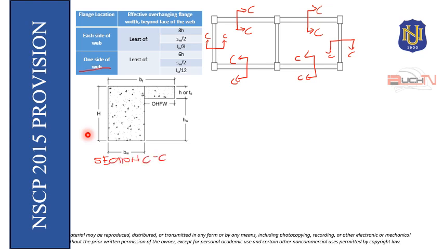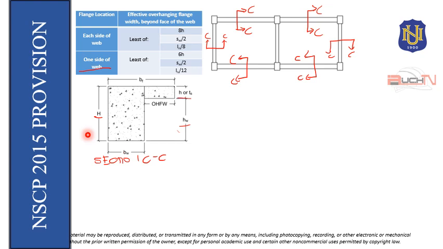So, yan ngayon yung interpretation nung one side of web. So, para siyang inverted na L-beam. So, nandun pa rin si H, which is the total height of the beam. Si B sub W, which is the base of the web. Then, si H sub W, which is the height of the web.